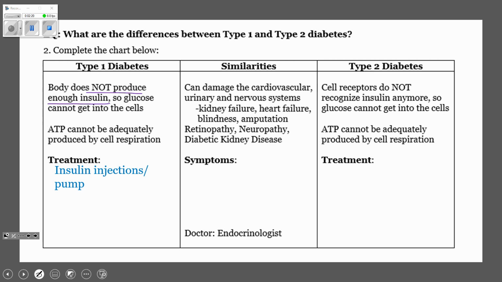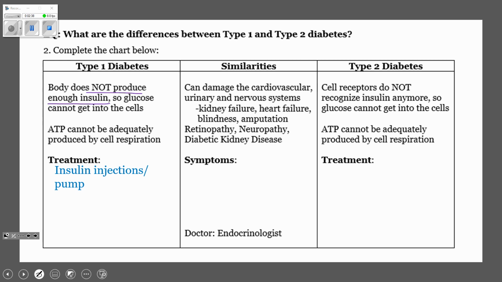How can you help to treat type 1 diabetes? You're going to have an insulin pump or insulin injections. Someone's going to have to make sure that they check their blood sugar regularly. And based on what their blood sugar is, that'll determine what foods they should eat and then how much insulin they should intake. Type 2 diabetes, once again, is going to be lifestyle dependent.